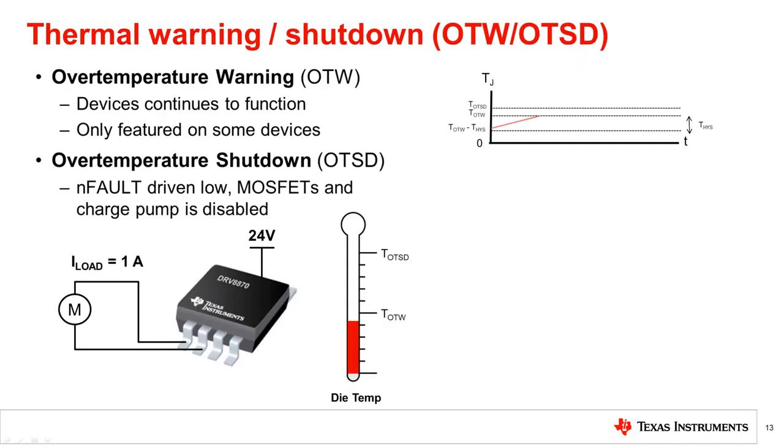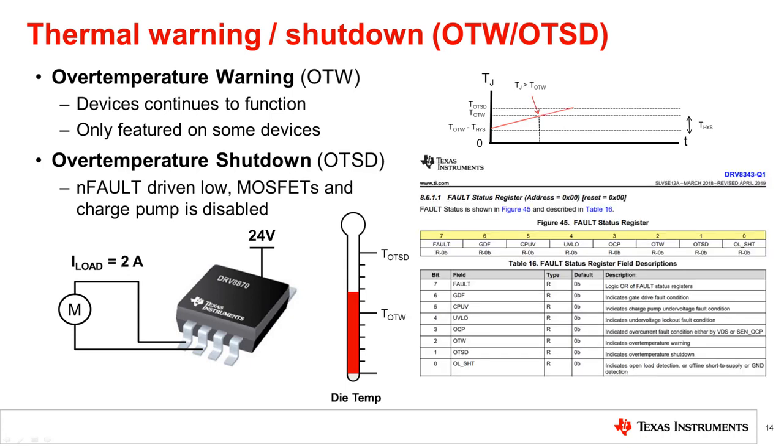The final main protective feature found in all TI motor drivers is thermal protection. Die temperatures are monitored through an internal temperature sensor and monitors the temperature in internal logic. Suppose the load current is 2 amps for a long amount of time. The die temperature Tj will continually increase as the driver operates. If the temperature of the die exceeds the thermal warning trip point, an over-temperature warning, or OTW, occurs. The device will continue to function and a report is generated in the SPI register.